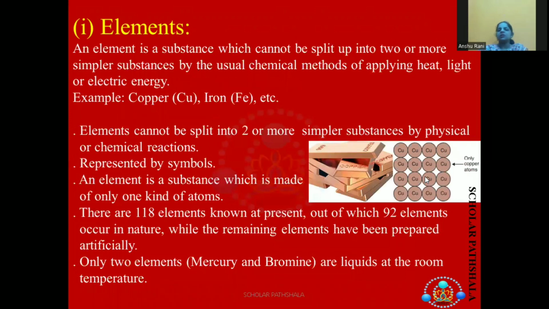An element is a substance which has only one kind of atoms present in it. This means with the application of heat, light, or electricity, you can't break it up into two or more parts because it is made up of only one kind of atoms. In our periodic table, we have about 100 elements. Out of those, 92 elements occur in nature and the rest are prepared in labs.